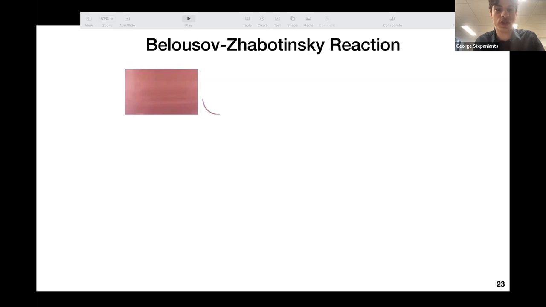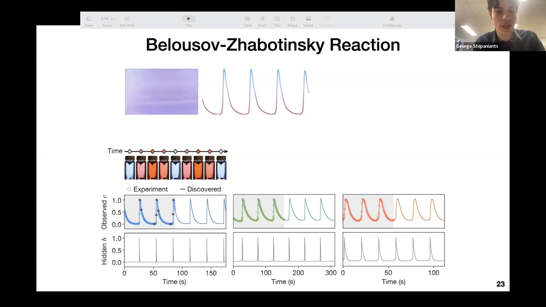So the way that it works is you have something on the order of 30 chemical species that interact with each other, and they eventually change the color of this chemical solution from red to blue in this oscillatory way. So what we did is we generated three chemical experiments of this form with different parameters. And again, we learned a two-variable polynomial differential equation that could, in its first coordinate, fit these three different experiments.